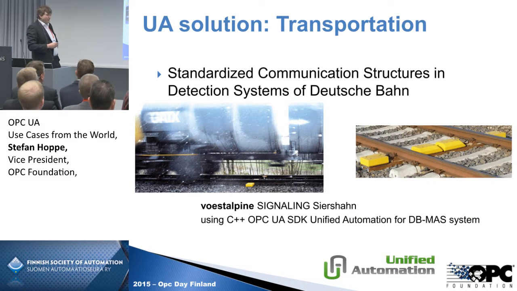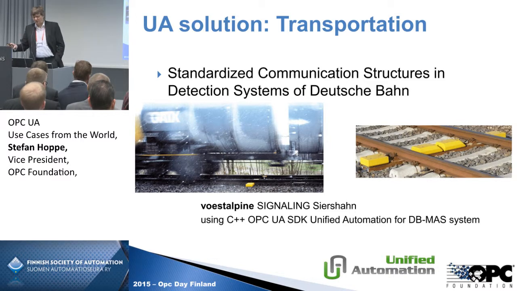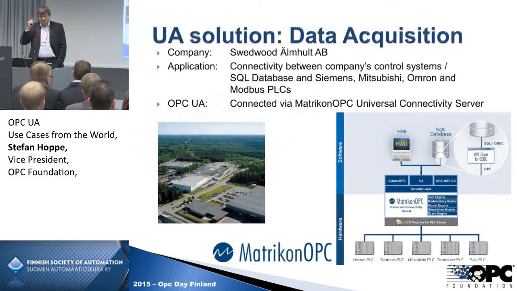Then we have transportation. Maybe I should let Matthias talk more about this, but Unified Automation, providing toolkits, of course, has a lot of success stories here. This is with Voestalpine, and they do all the signals in Deutsche Bahn, and they standardized all the information about where the trains are and on all the signaling parts. So again, security is key here, because otherwise there is a lot of damage and a lot of chaos inside German Bahn, right?